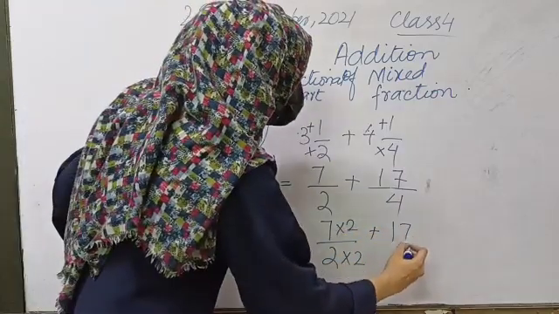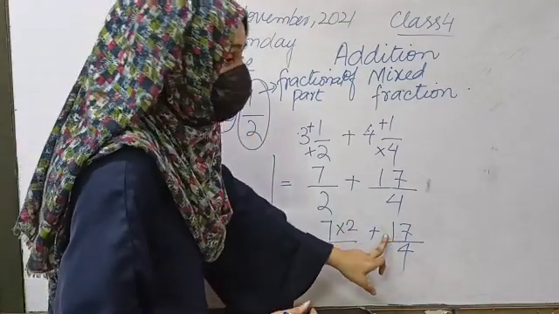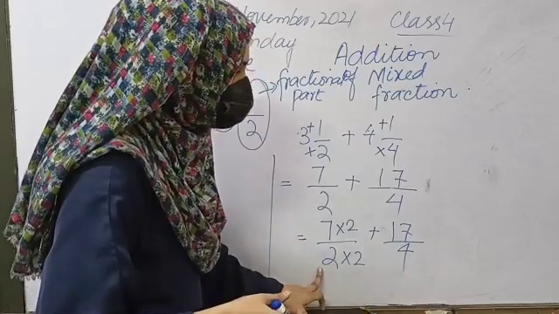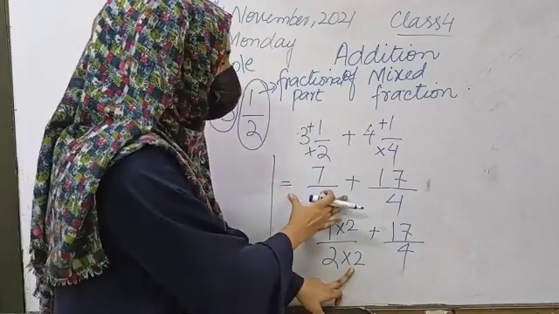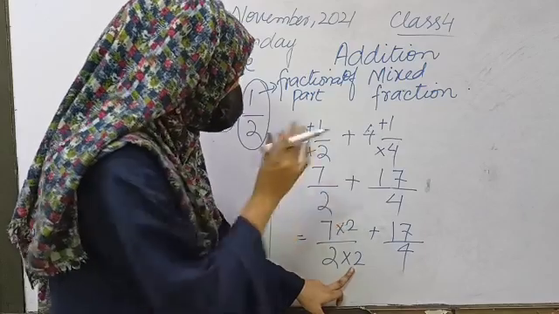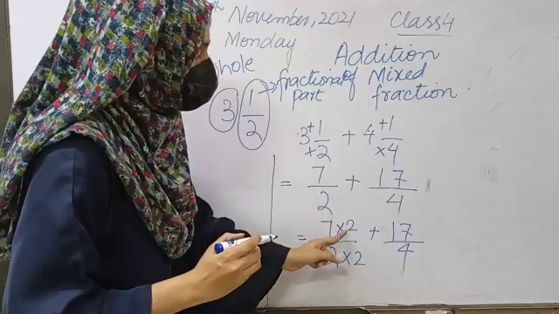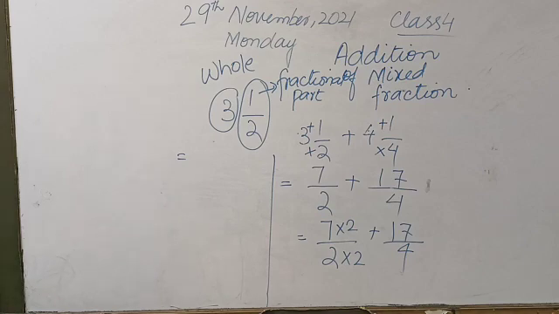Fine. Now 17 by 4 I will write as it is because we will not change denominator. वो तो already 4 है और हमने यहाँ 4 बनाना था. So we will only change the denominator which is at first place. Fine. Now अब यहाँ पे here if you look here, we will multiply by 2 to get 4 in denominator and we will also multiply numerator as well. It is a rule of equivalent fraction.